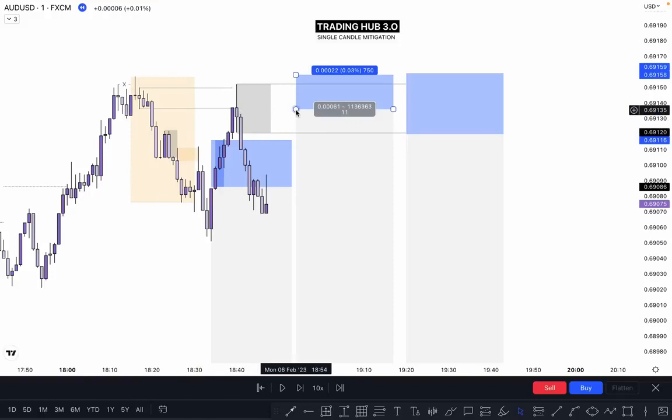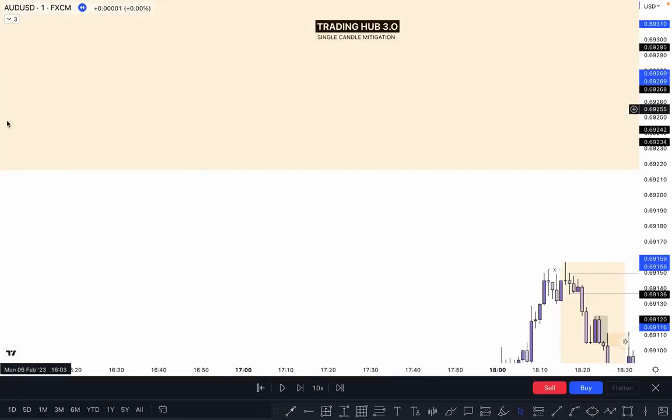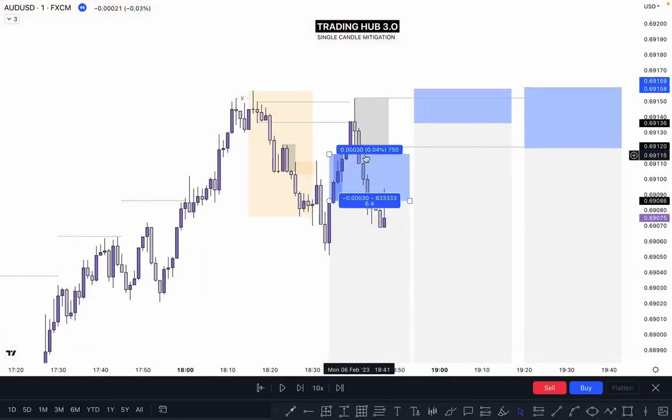Okay, but the first entry is active here, and the next time, sometimes the market mitigates this one and sometimes not, as we have done in the previous example, where the market did not mitigate our pullback entry, like you can say a single candle order block entry.